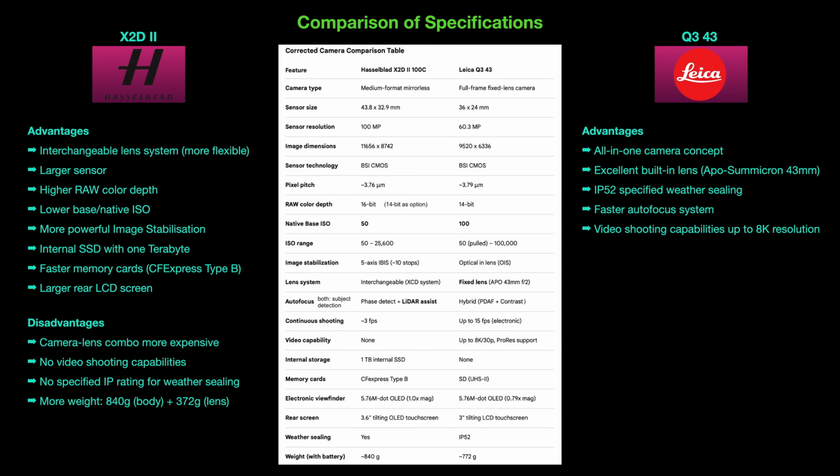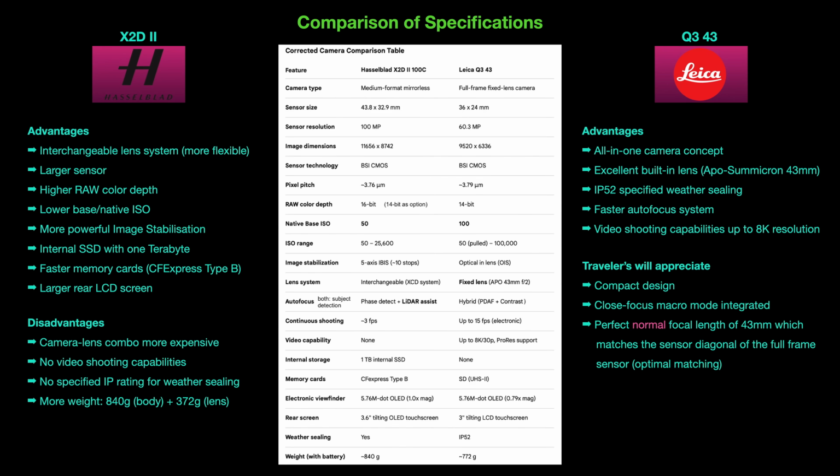We have a slightly faster autofocus system, and we have full video shooting capabilities with full tracking features up to 8K resolution, which is insane for a compact camera. Travelers will appreciate the compact design and the close-up mode when you turn that ring into macro mode. The 43mm focal length is a normal focal length, corresponding to the vision of the human eye, and it matches in magical ways the sensor diagonal of the full frame sensor in the camera, which is also 43mm, and that is really positive to avoid distortions and any kind of problems with your images.